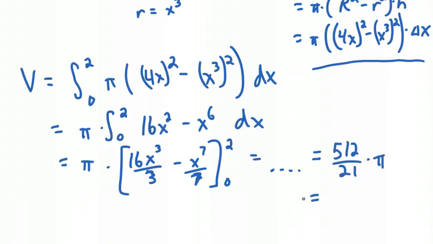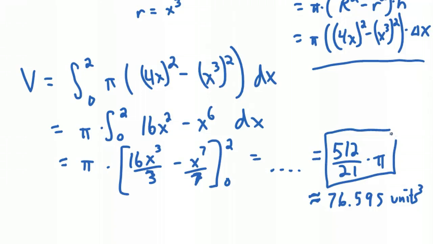Or as a decimal, this is approximately equal to 76.595, and that would be cubic units. We're talking about a volume of a solid of revolution. Here's the exact answer. If you take it out to 3 decimal places, here would be the approximate value.